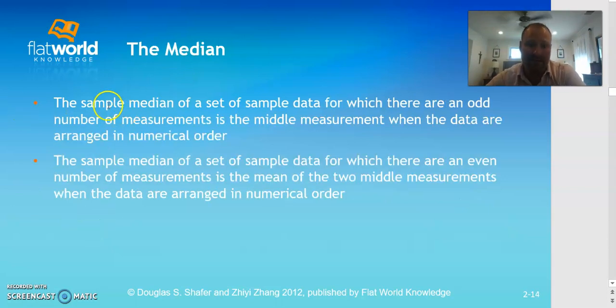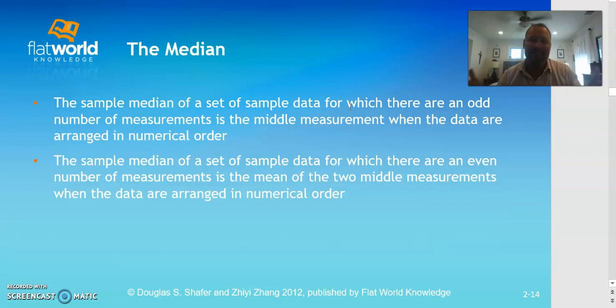So the median. Now in the median, we also have a sample median. All right, the median happens to be the middle number once we arrange all of our values in numerical order from least to greatest. Okay, if you count in from the outside and you go right to the middle, that represents your median. The sample median of a set of data for which there are even numbers of measurements is the mean of the two middle measurements. So that's an important piece too.